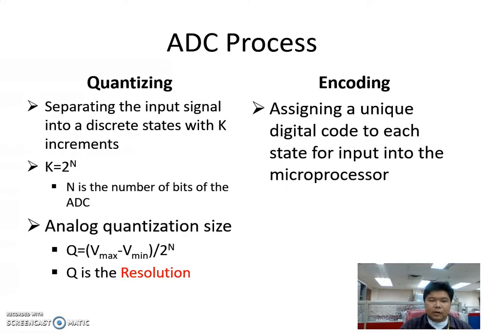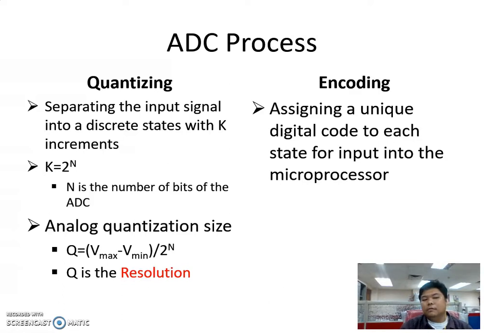So quantizing means separating the input signal into discrete states with k increments. That means now we want to know our resolution. If you look at the equation, k equals 2 to the power of n, where n is the number of bits of the ADC. We will go through the number of bits later on. But here, it means the number of levels representing the ADC is 2 to the power of n, so we are going to represent our signal in digital.